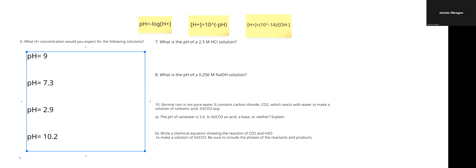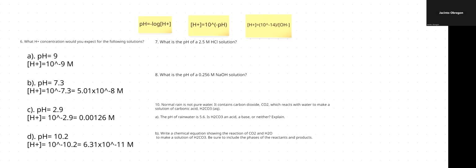Okay, we're almost done. Number 7, what is the pH of a 2.5 molar hydrochloric acid solution? So hydrochloric acid is an acid. How can I tell this is an acid? Because it has one hydrogen. That tells me it's an acid, a strong one at that. So if we're finding a pH, it's very easy for us. All we need to do is put negative log of 2.5, and this is going to be a negative number.